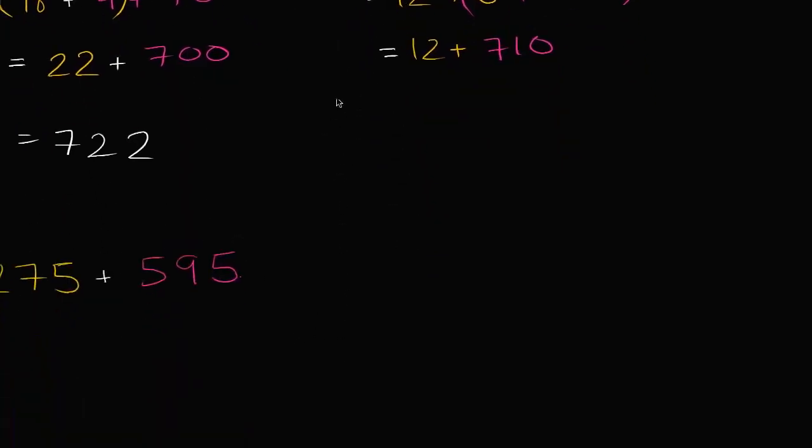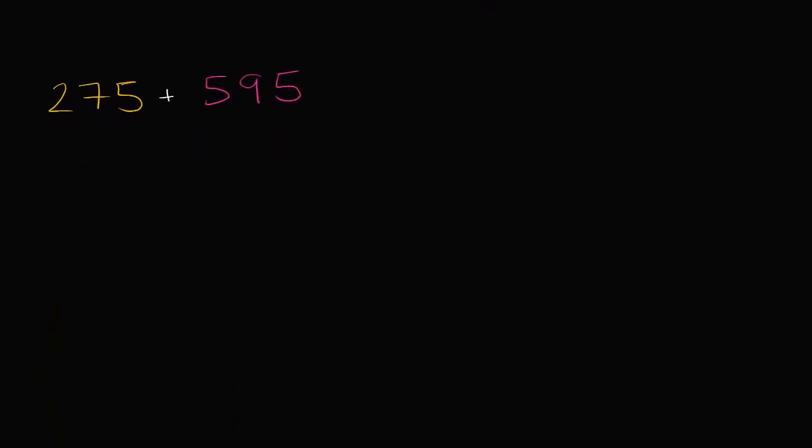Let's do one more example of this. So 275 plus 595. Well, my gut reaction is, can we get this 595 to be equal to 600? So this is going to be equal to, so if I add 5 to 595, I get 600. Let me do it in that same color. So I'm going to add 5 to it to get 600.